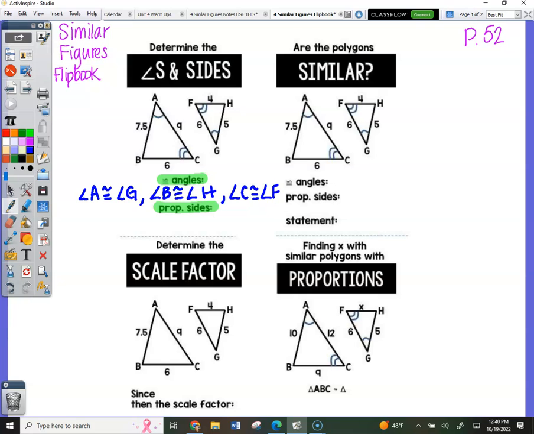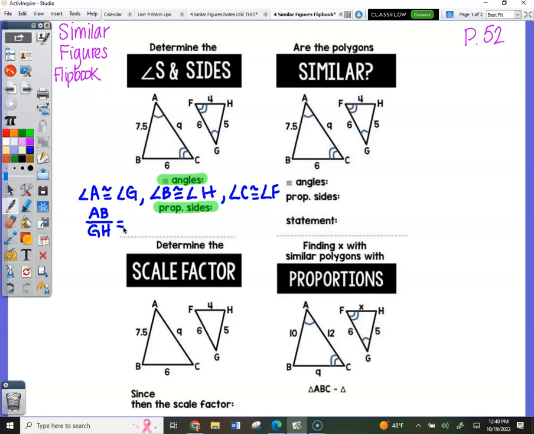Now the sides are proportional. Side AB, notice if I trace A to B, I go from the one arc to no arc. So go to the other triangle, go from one arc to no arc. What would it be? G to H. G to H.